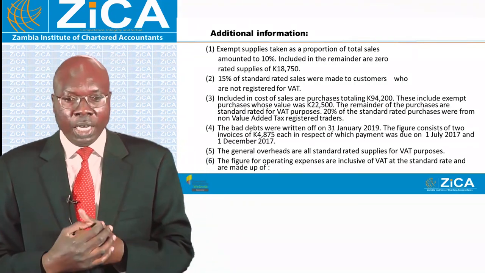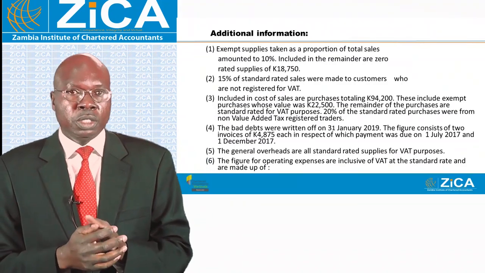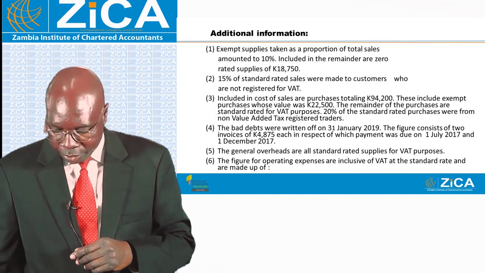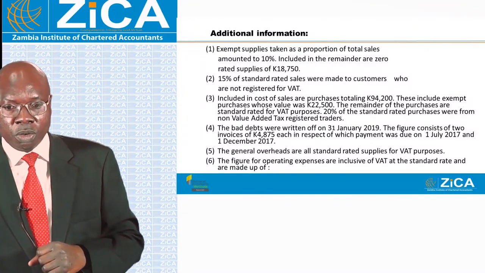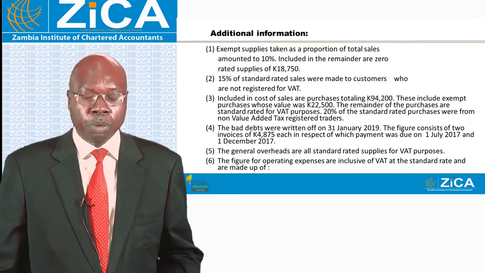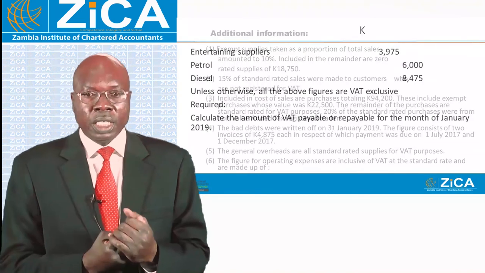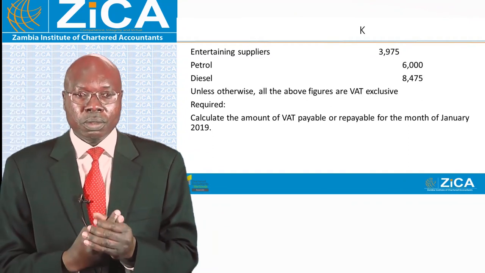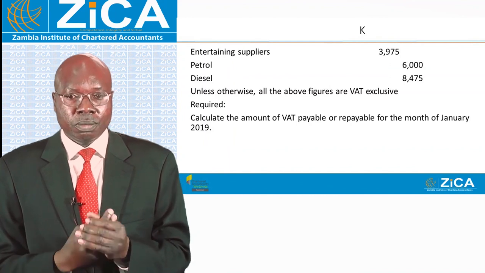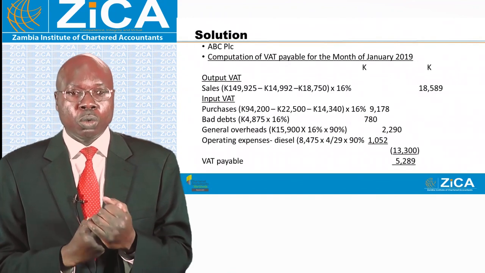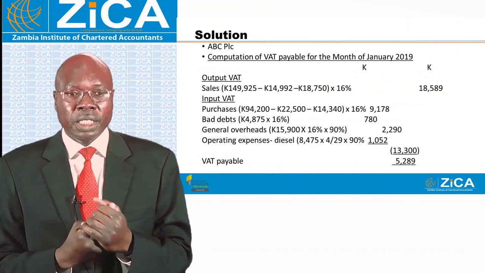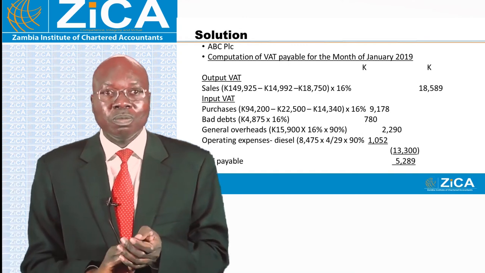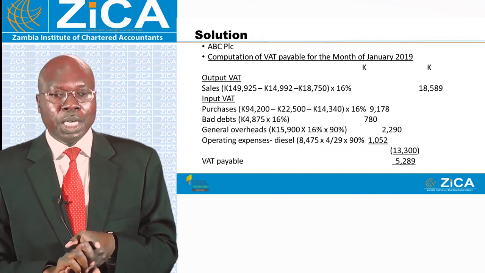Number five, the general overheads are all standard rated supplies for VAT. There's no problem on that, which means that 16% is going to be charged on those overheads. The figure for operating expenses are inclusive of VAT at the standard rate and are made up of entertaining expenses. Entertaining expenses cannot be claimed as input tax. The same applies with the petrol. No input tax is claimed from petrol. And on diesel, only 90% can be claimed.